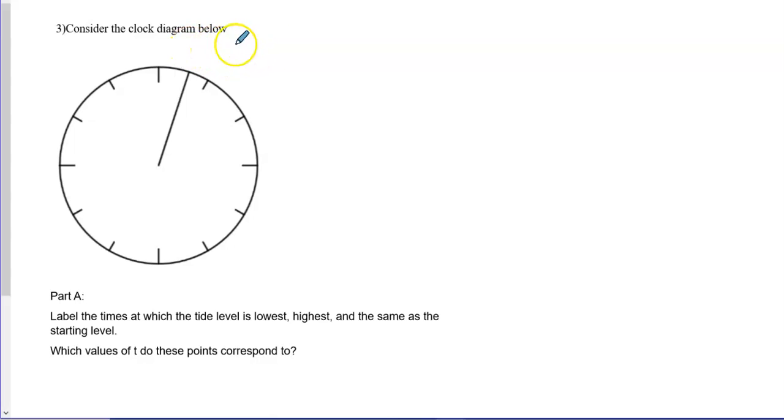Consider the clock diagram below. Part A. Label the times at which the tide level is lowest, highest, and the same as the starting level. Which values of t do these points correspond to? I want you to pause this video and attempt this question, and then we will discuss the solution together.